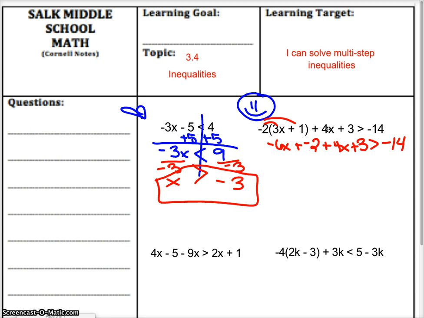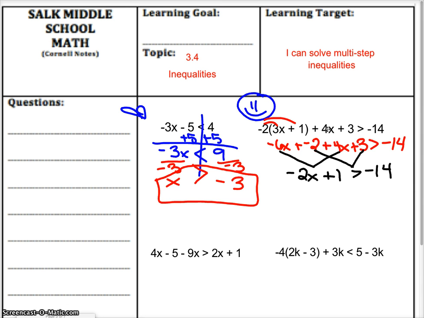Okay. Now, combine like terms. Now watch my strategy when I combine like terms. I combine these two, and I combine these two. Do you see what I did? I put an arrow by my x's and an arrow by my numbers, integers. Negative 6 and 4 is what? Negative 6 plus 4. Negative 2. Yep, it sure is negative 2x. Plus, negative 2 plus 3 is bigger than negative 14.